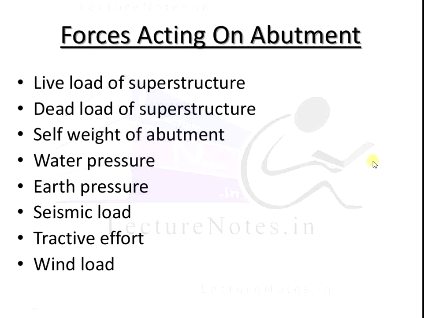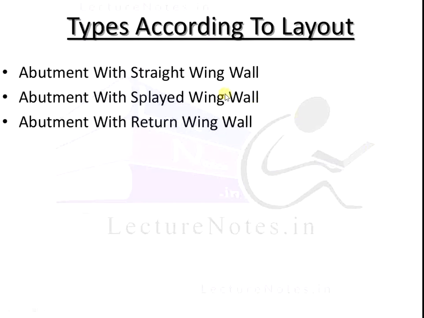These are the various forces acting on the abutment. Next, types of abutment according to layout. The first type is the abutment with straight wing wall. Next, the abutment with splayed wing wall, and the last one is the abutment with return wing wall. Those are the main three types of abutment according to layout.